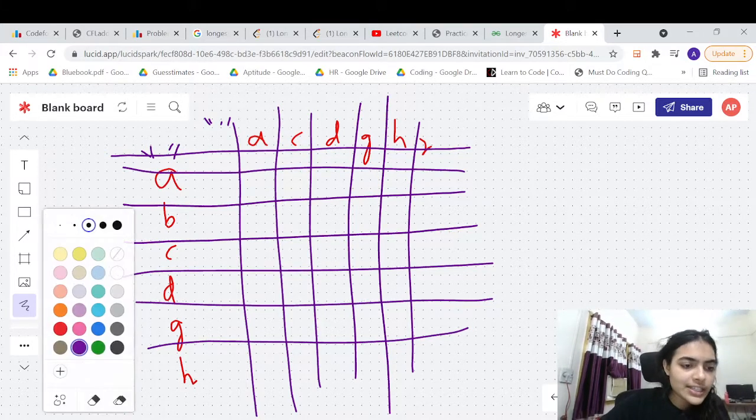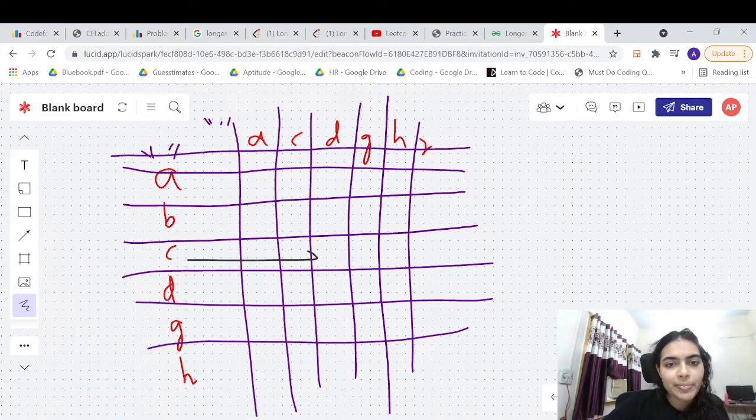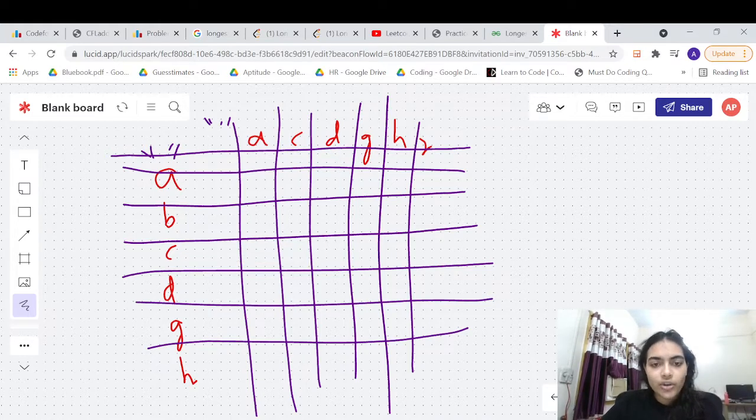What does each cell in this represent? Each cell represents the longest common substring that can be made at this character. If you are considering these characters, including these characters, what will be the longest common substring that can be made? What is the longest common substring that you can have here?